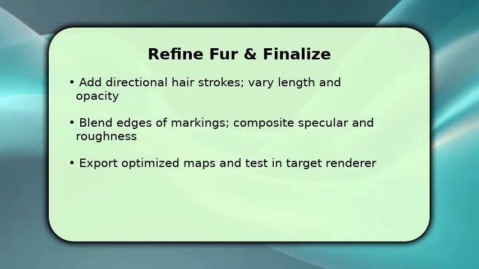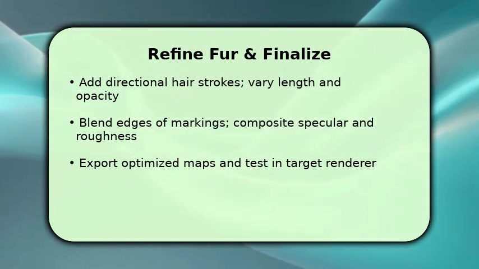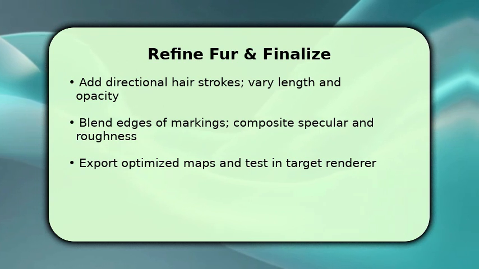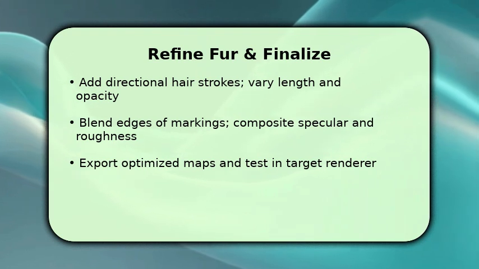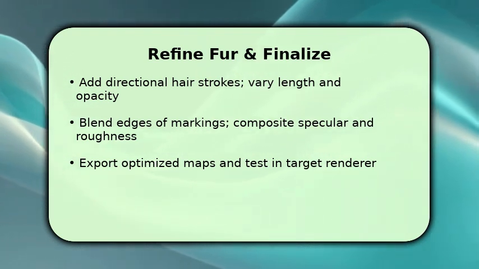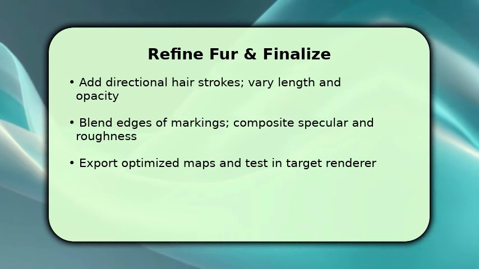You paint directional hair strokes over the mask, varying length and opacity to simulate layered fur and avoid flat patches. Once the strokes feel natural, blend the marking edges and tune specular and roughness maps so black fur reads matte while white areas catch light.